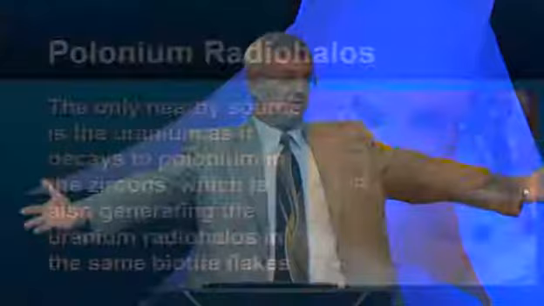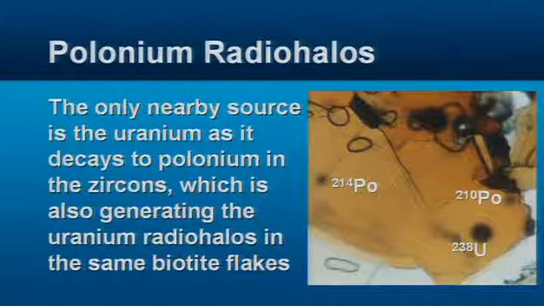But when you ask the right questions, you'll say, now, wait a minute, there is a source of polonium right there in the biotite. What is it? It's in the zircons. Remember, you can see in these photographs that polonium and uranium radiohalos are side by side. Usually they're less than a millimetre apart. And sitting in the centre of the uranium radiohalo is a zircon crystal that's full of uranium. And that uranium decays to polonium. You've got a nearby source.